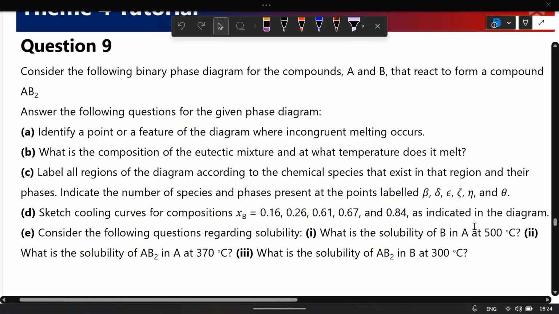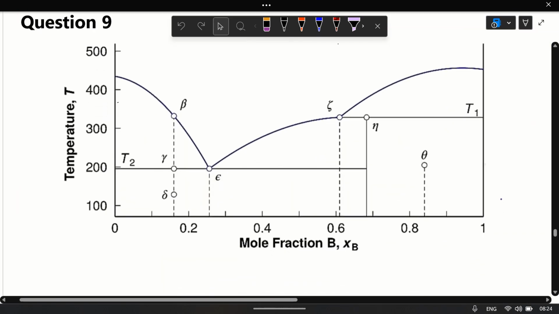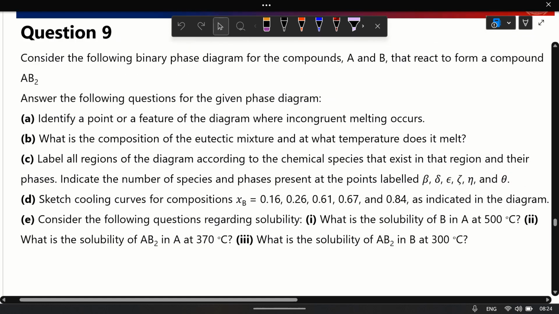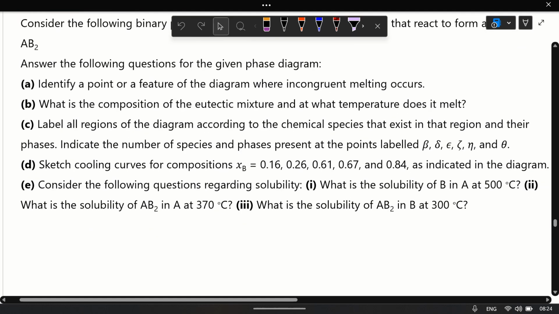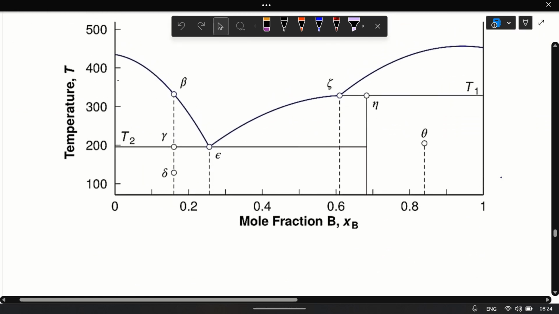Okay, so in this question, we're asked to consider a binary phase diagram of two compounds A and B that react to form a compound AB, and then we're given the phase diagram. And the phase diagram is here, and then we're given some questions to answer. So the first question says, identify a point or a feature of the diagram that indicates to us that incongruent melting occurs.